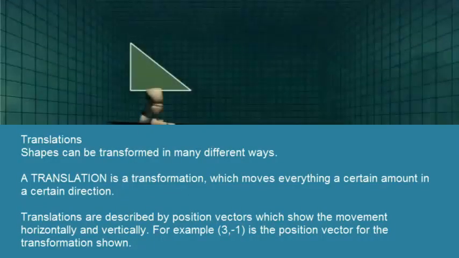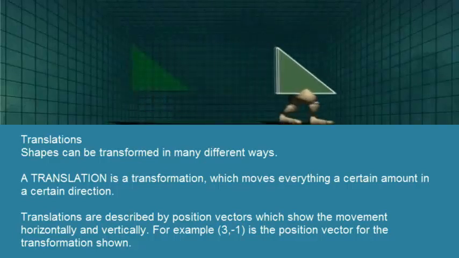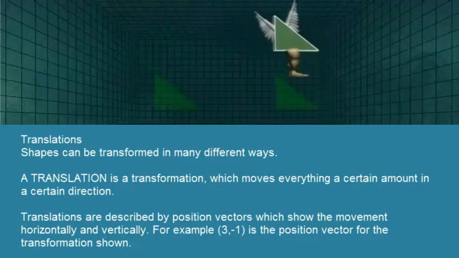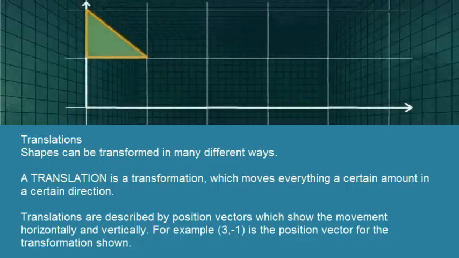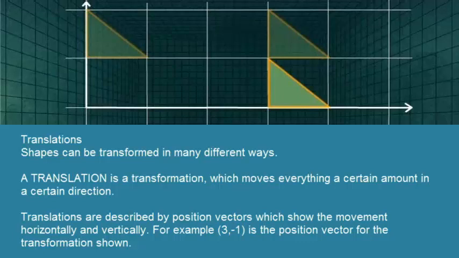Translations. Shapes can be transformed in many different ways. A translation is a transformation which moves everything a certain amount in a certain direction. Translations are described by position vectors which show the movement horizontally and vertically. For example, (3, -1) is the position vector for the transformation shown.